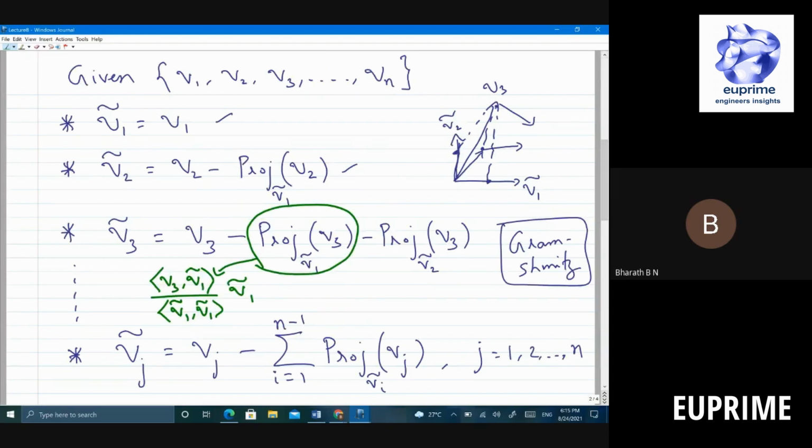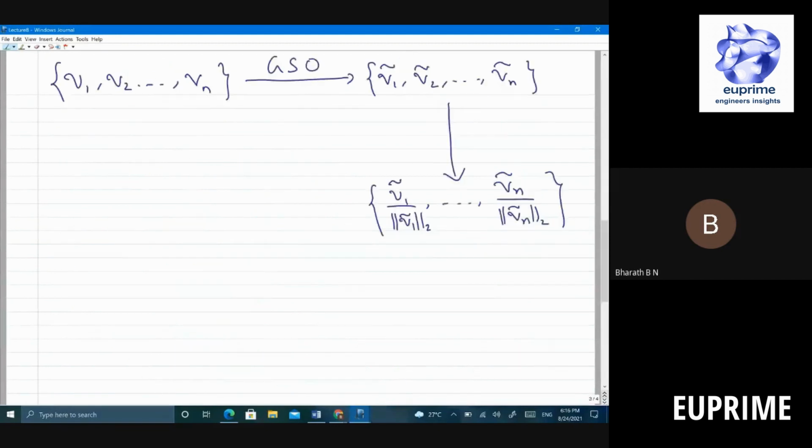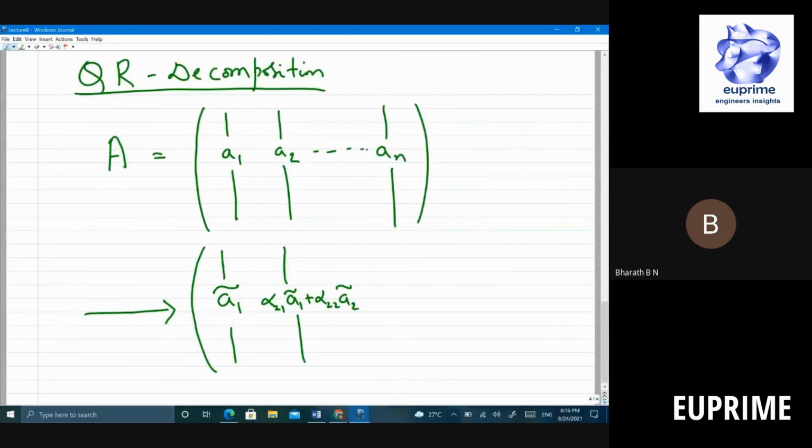V2 tilde is V2 minus the projection of V2. So the projection is nothing but in terms of V1 tilde. V1 tilde is actually some constant times V1. So essentially, it's a linear combination of V1 and V2. V3 is a linear combination of V3, V1 tilde, which is V1, and the projection of V3, which is V2, so on to V2 tilde. So it's a scaled version of V2 tilde, which is some linear combination of V2 and V1. Therefore, overall, it is a combination of V1 and V2. Is that clear? So this is what we get here, and so on.